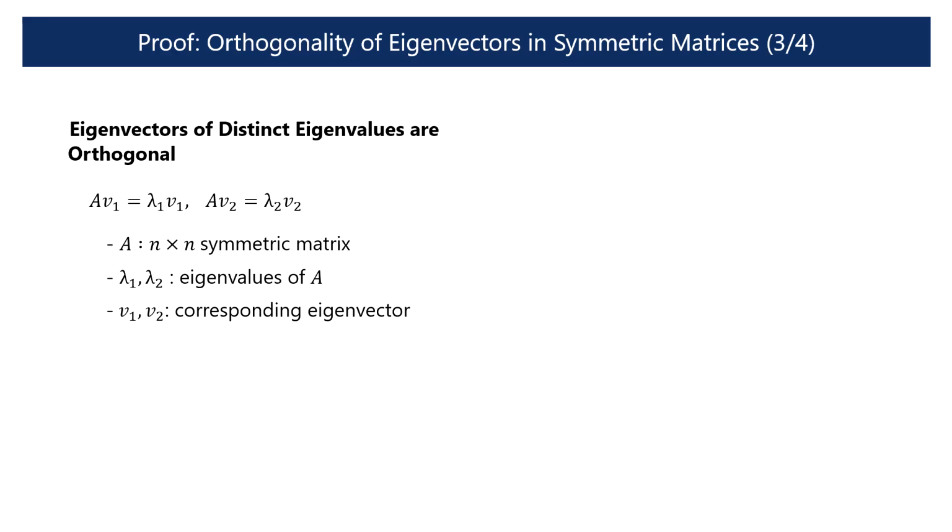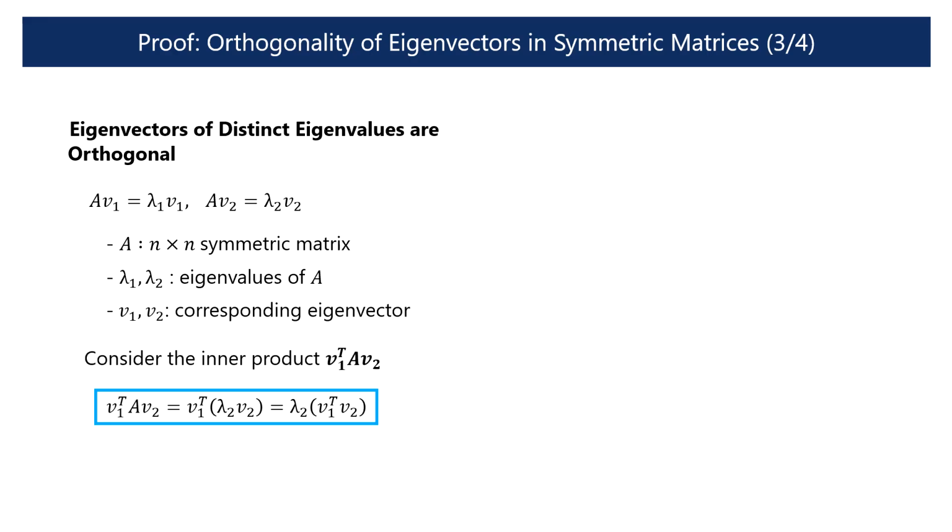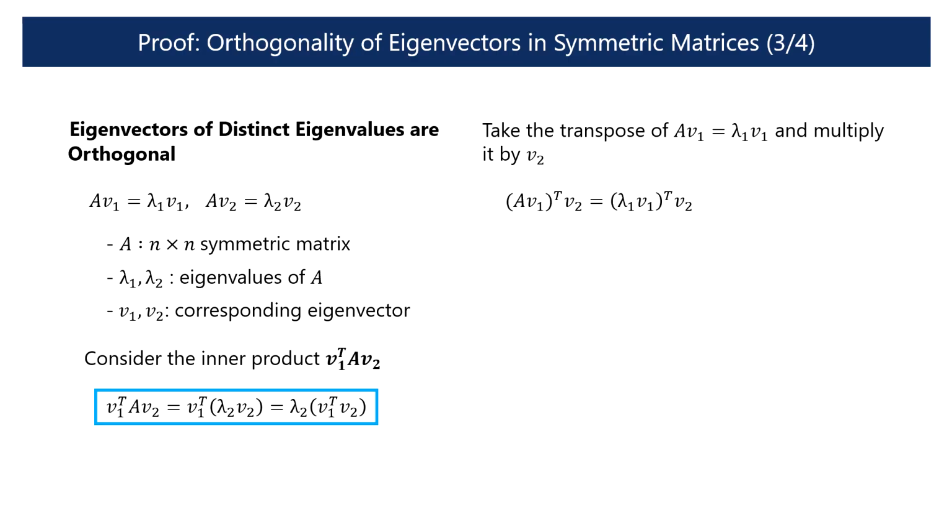Let's go on to another side. Eigenvectors of distinct eigenvalues are orthogonal. Let A be symmetric, and suppose v1 and v2 are eigenvectors corresponding to distinct eigenvalues lambda 1 and lambda 2. Consider this inner product, and take the transpose of A v1 equals lambda 1 v1 and multiply them by v2.